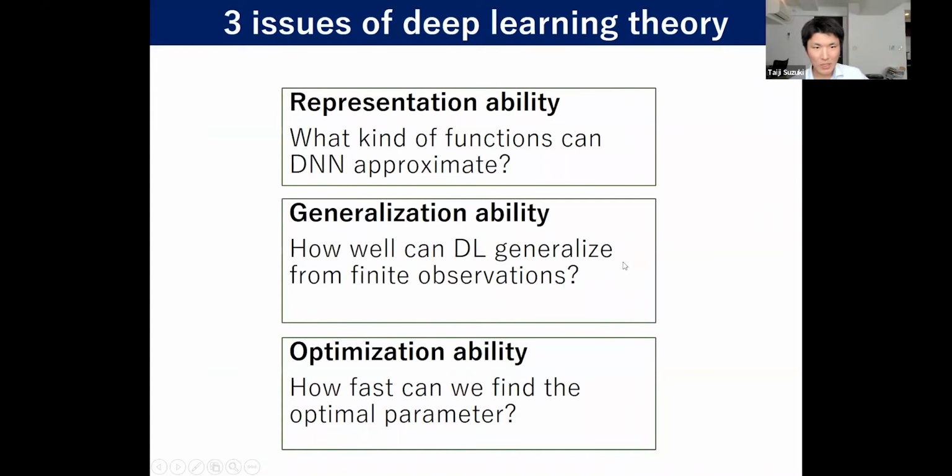The theories on the principle of deep learning can be roughly divided into these three categories. One is representation ability. The second is generalization ability. The third is optimization ability.